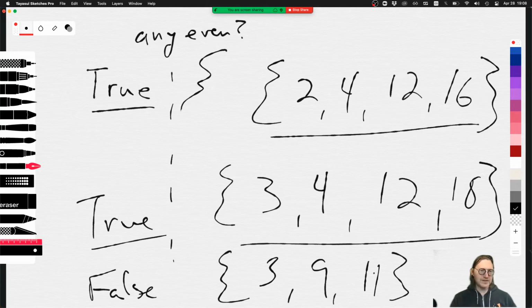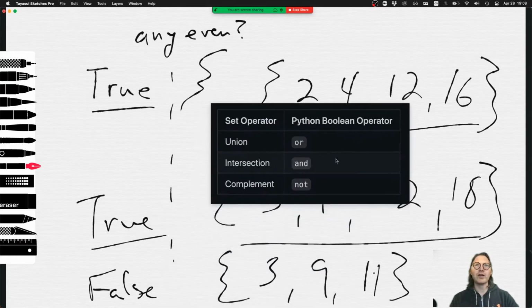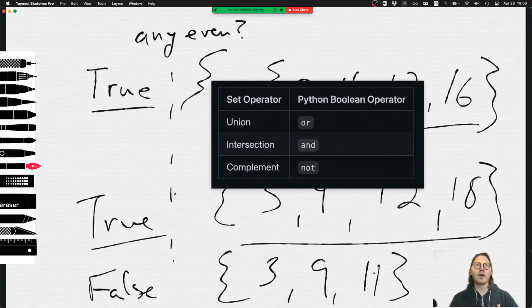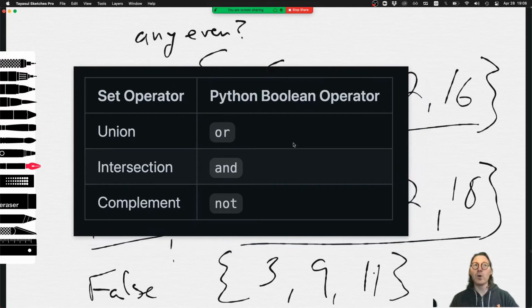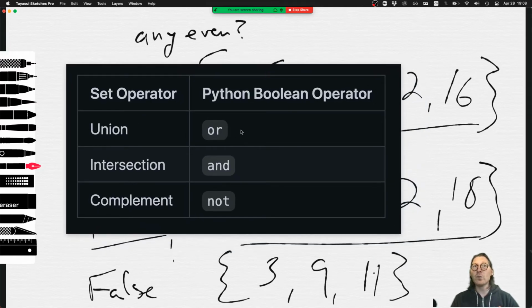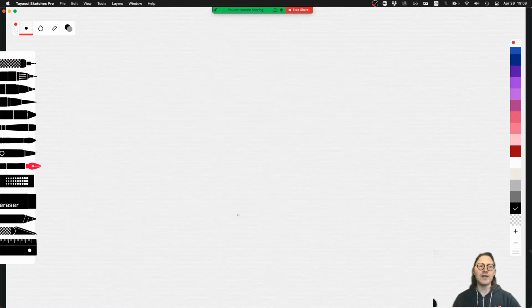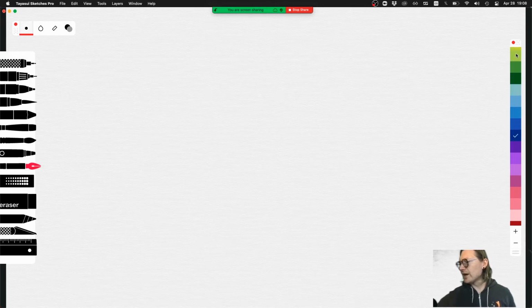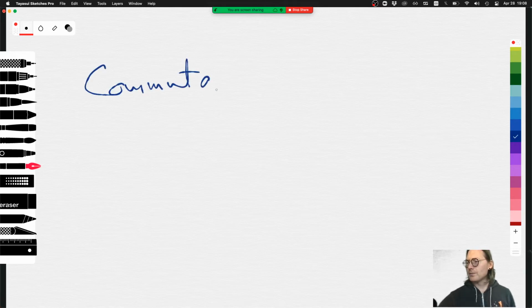This is something I mentioned before, but we want to be pretty clear about it. We're going to equate these concepts: we're going to equate union with or, we're going to equate intersection with and, and we're going to equate complement with not. I think I'll demonstrate this with our first law, which is the commutative law.